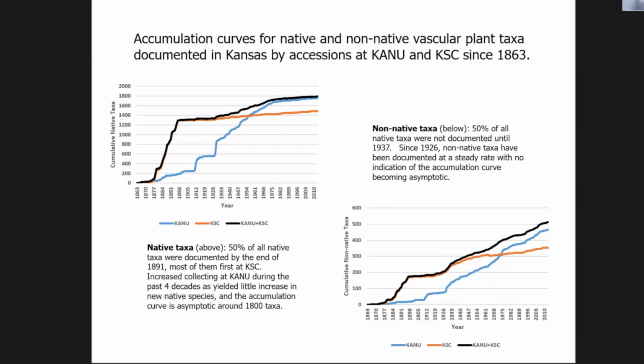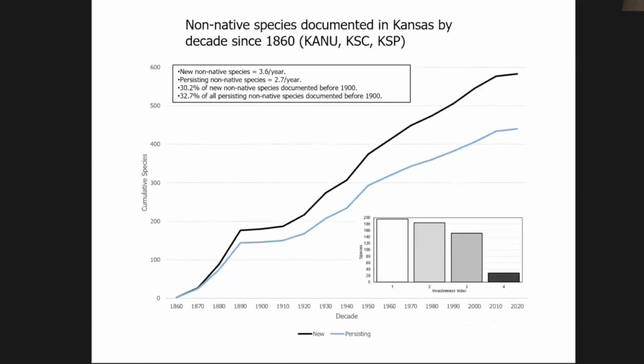It's a different story for non-native species. A little bit of a jump early on, and look at the black line. It continues to increase. It's telling us that we're continuing to document non-native species in the flora. And you can look at this a little more closely this way. I've pulled in information from Pittsburgh State also. The black line represents the total number of non-native species documented through time since the 1860s. The number averages out to about 3.6 species per year. Every year, adding that many non-native species to the flora.